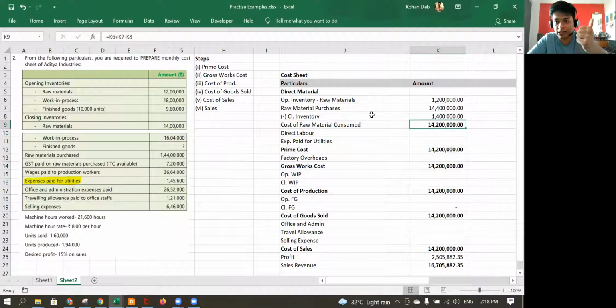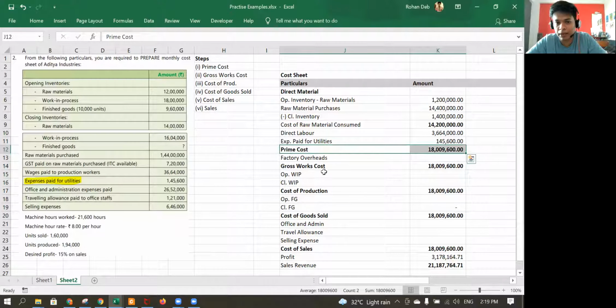Direct material is done. Now direct labor. Do I have direct labor? You have to find out from here. Direct labor is wages paid to production workers. So any wages paid is direct labor. So I take it over here: 36,64,000. And direct expenses: expenses paid for utilities are direct expenses. This can be an assumption, so you can take an assumption and make it, but I'm assuming that this is direct expenses. So 145,600. So this comes to my prime cost. I've calculated my prime cost.